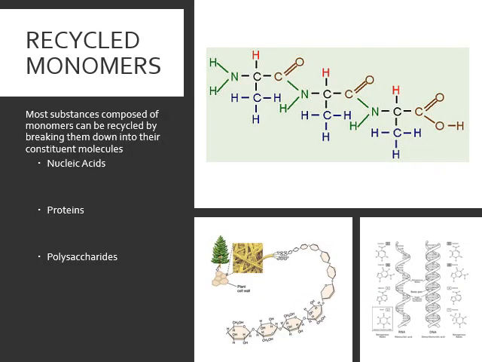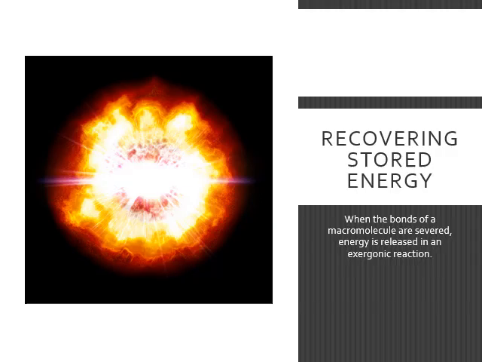So we've got a bunch of macromolecules, right? What are the monomers of the nucleic acids? Nucleotides. What are the monomers of the proteins? Amino acids. What's the monomer of the polysaccharides? Monosaccharides. Well done. By breaking down these larger molecules, you can get the components to rebuild new large molecules.